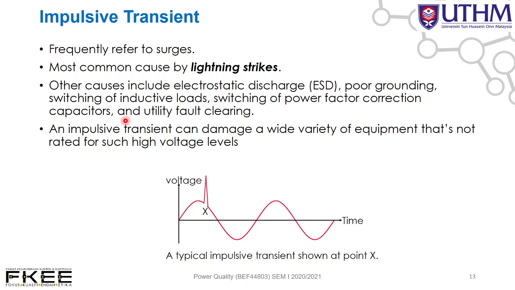Of the impulsive transient, it can damage a wide variety of equipment that is not rated for such high voltage level. What is the meaning of this statement? Let's say we have equipment connected to this voltage supply, and our equipment is not designed to sustain the rated magnitude of this transient. Of course it will damage the equipment.